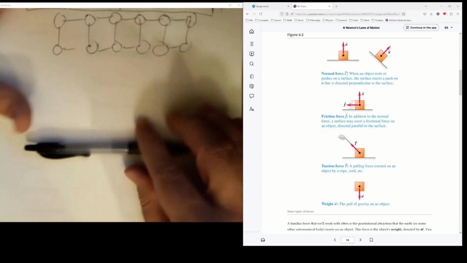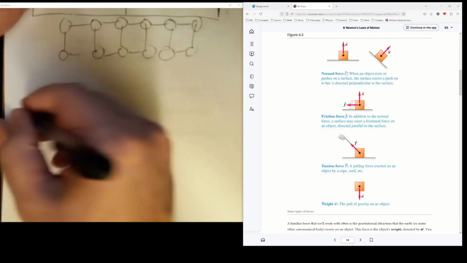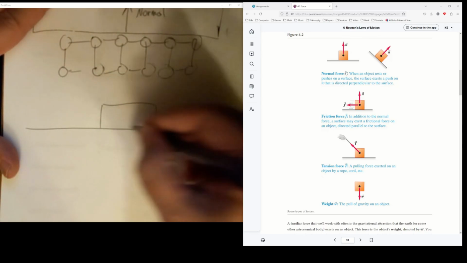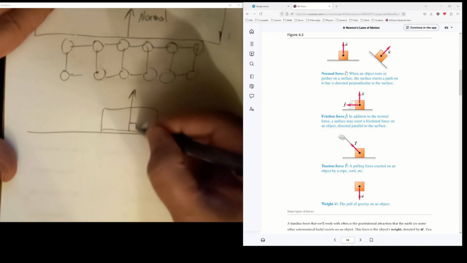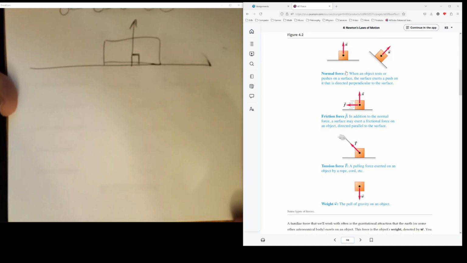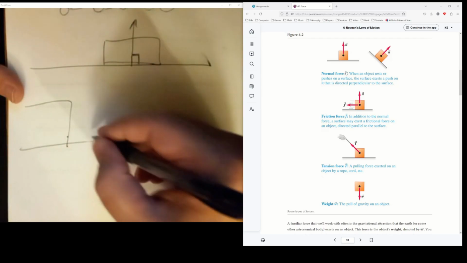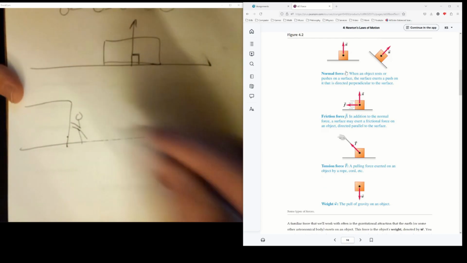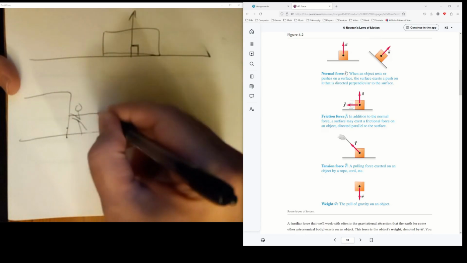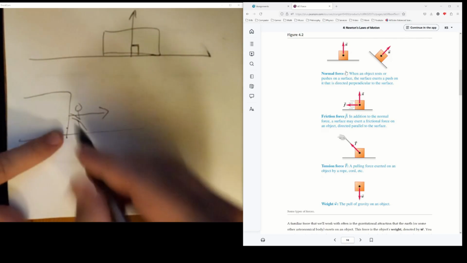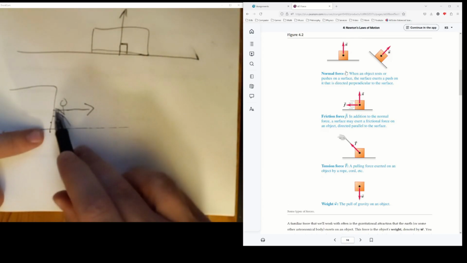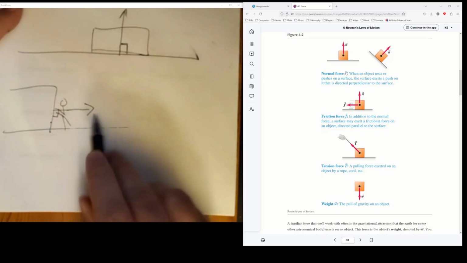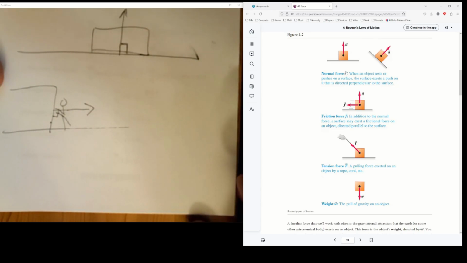The normal force is always perpendicular to the surface. If I put my book on a table, the normal force supporting the book is always perpendicular to the table. If I lean against a wall, the normal force is always perpendicular to the surface. So if I'm leaning against a wall, the normal force will be perpendicular to it, even if I'm leaning and pushing at an angle. And that's the normal force.